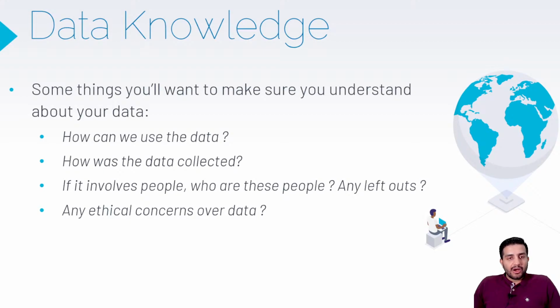If my data involves people, who are these people? Some demographic information about these people, right? Or if there are any left outs, who are these left outs? How have we sampled these people? What is the sampling strategy? Have we collected the entire population data? Or are there any ethical concerns over my data? Do I have consent to use this data? All of this becomes very important the moment I try to coin out my problem statement.